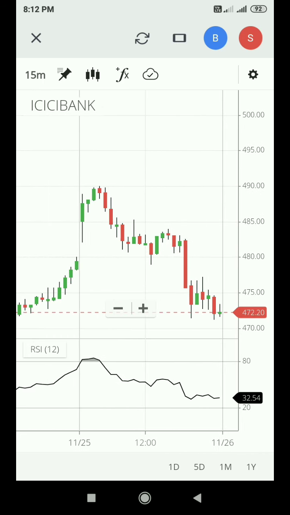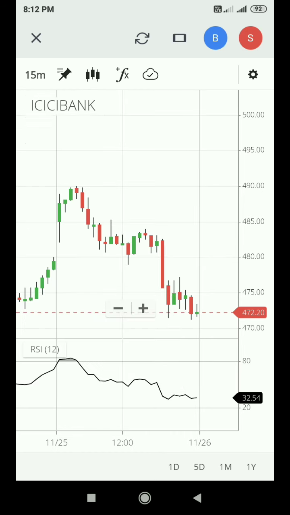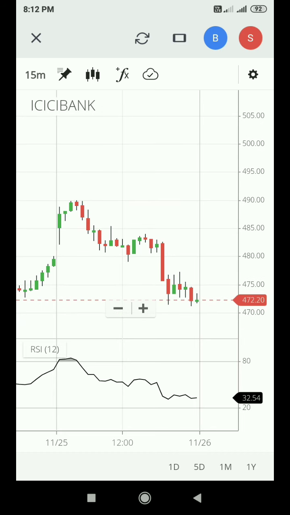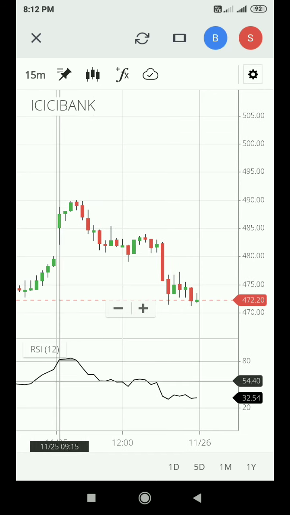After that, seeing the chart, we have to select the time frame. I normally use the 15 minutes time frame. We can use some more time frames, but for clarity, I find 15 minutes better, and I am showing the overbought zone clearly by the indicator.